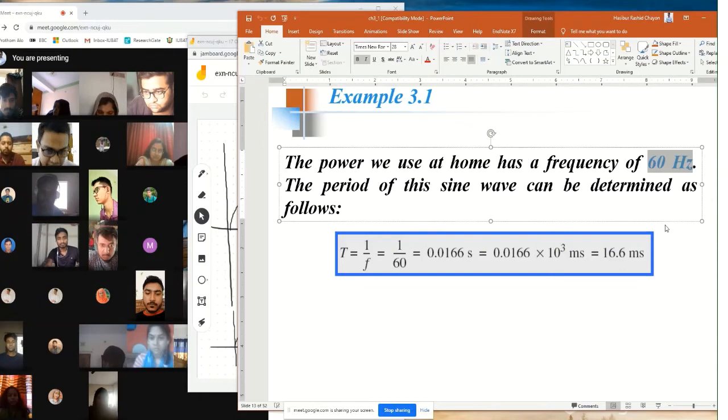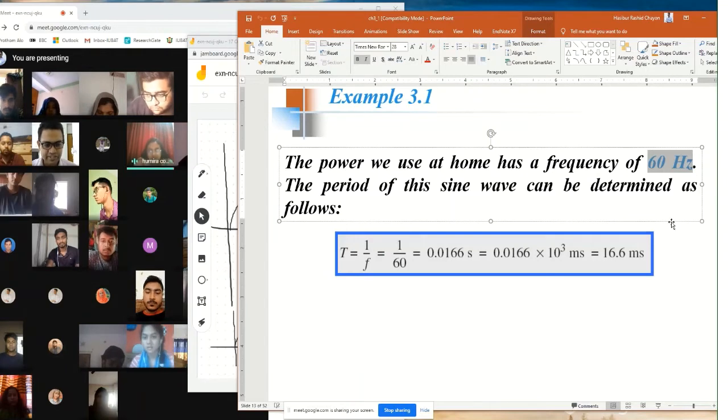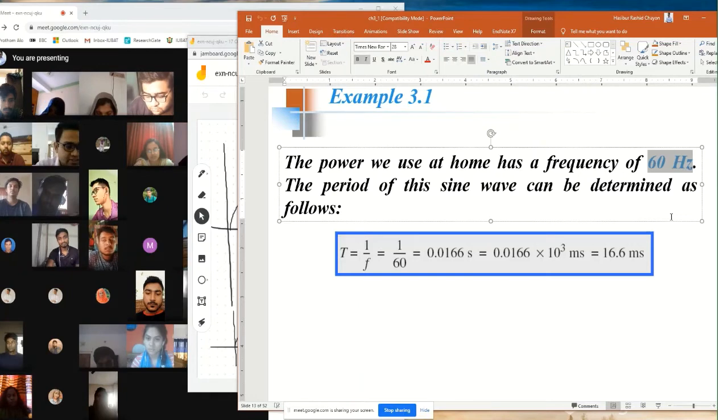So actually, what does 60 hertz mean? In 1 second we have 60 full cycles. Whatever we are using at our home, although the voltage is 200 to 240, the frequency is 60 hertz. Okay, so that is the information. The question is, how can we determine the period of this sine wave?